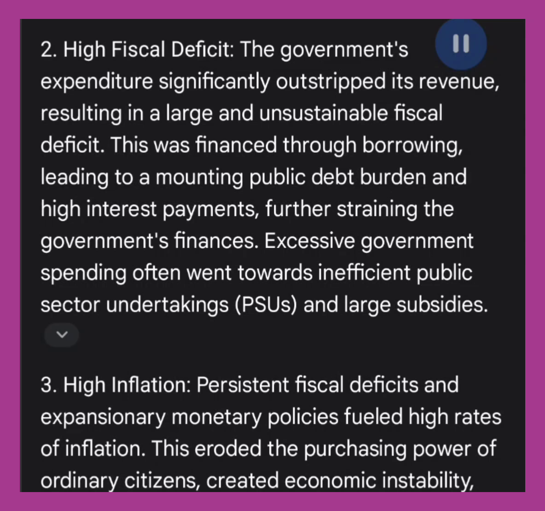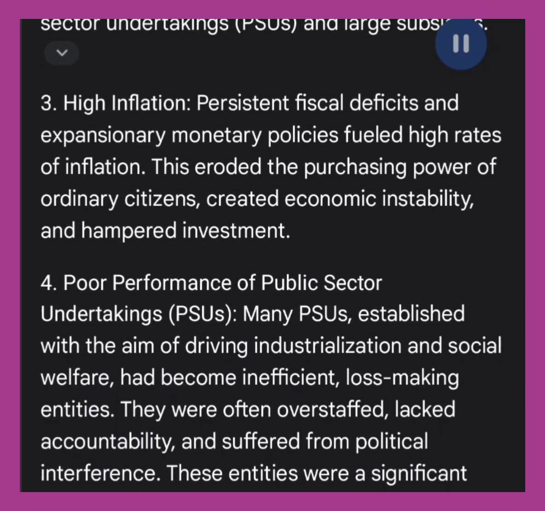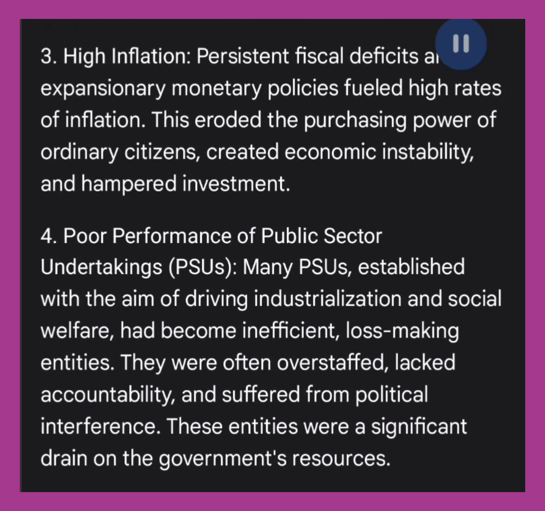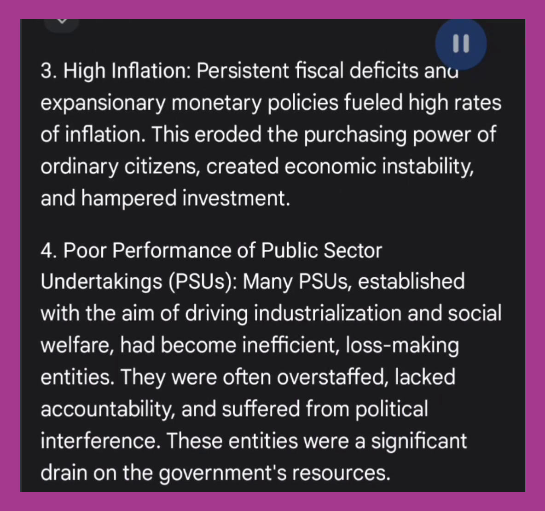3. High inflation. Persistent fiscal deficits and expansionary monetary policies fueled high rates of inflation. This eroded the purchasing power of ordinary citizens, created economic instability, and hampered investment.